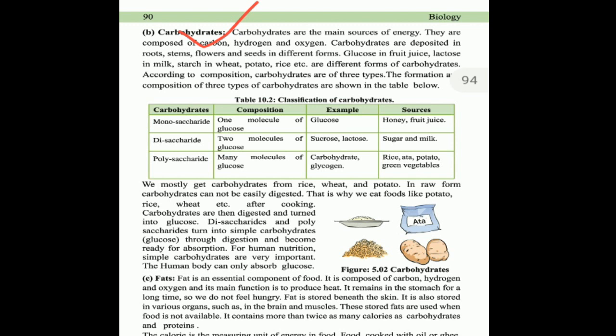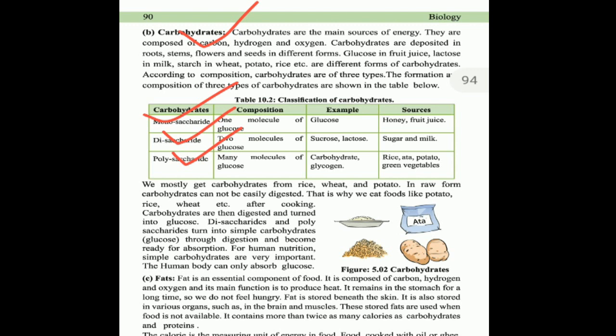There are 4 types of carbohydrates. In your book there are 3 types of carbohydrate, but originally it should be 4 types. First of all, monosaccharide, single sugar. Disaccharide, 2 saccharides: from the combination of 2 saccharides, disaccharide originates. Oligosaccharide: oligo means few, so a few monosaccharides connected to each other make oligosaccharide. Poly means numerous, so numerous monosaccharides you will get here.